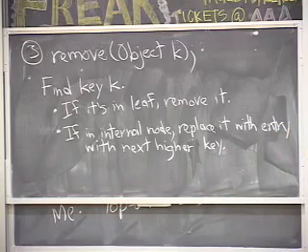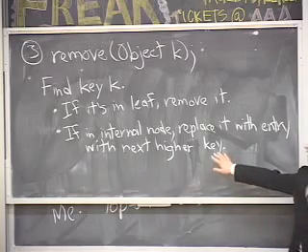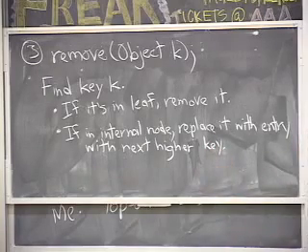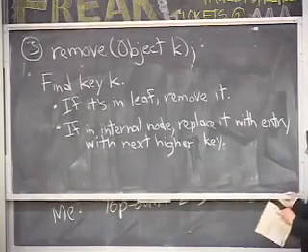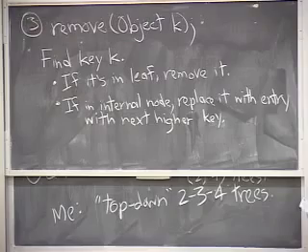Now, that's the same strategy we used in a binary search tree. But one of the nice things about this here is that the next higher key is always going to be in a leaf node because of the way 2, 3, 4 trees are structured. Okay.